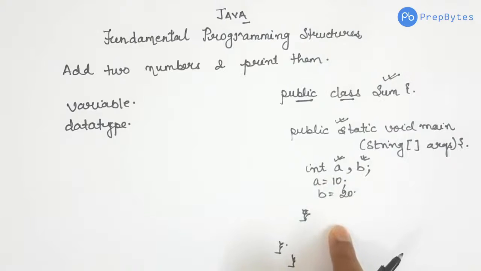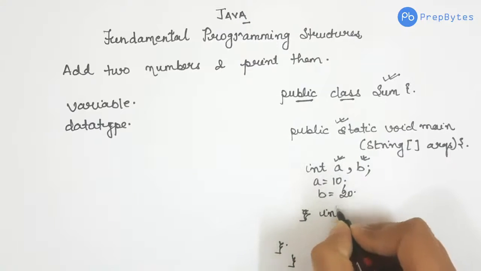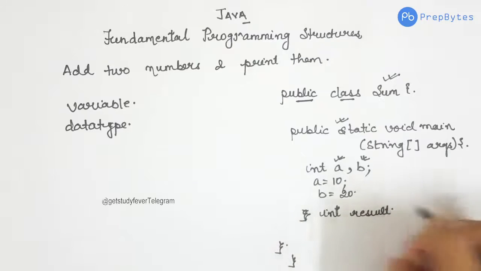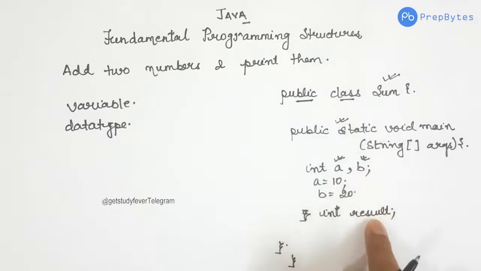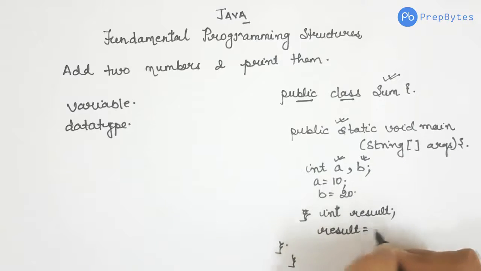Now I have to calculate the sum. In order to store the sum, we need a variable. So let's create another variable, result. I have created another variable, result. Now what will I do? I will do the addition operation. Result equal to A plus B.